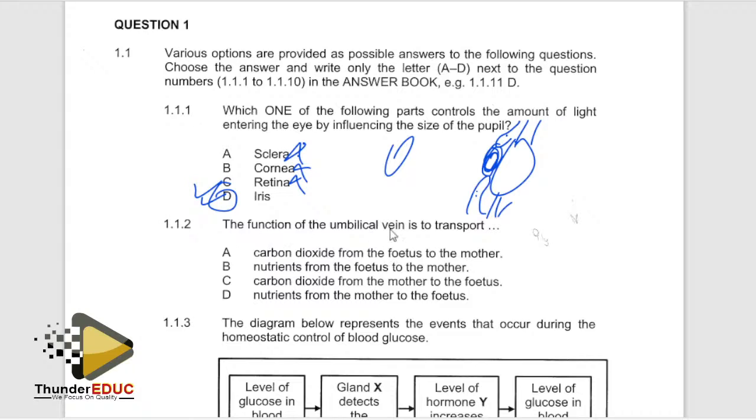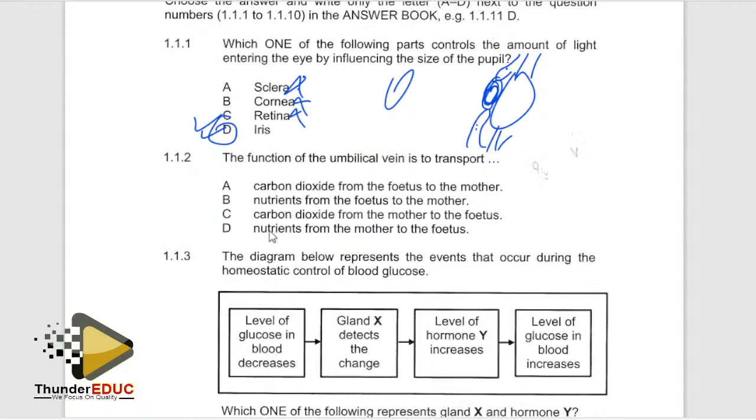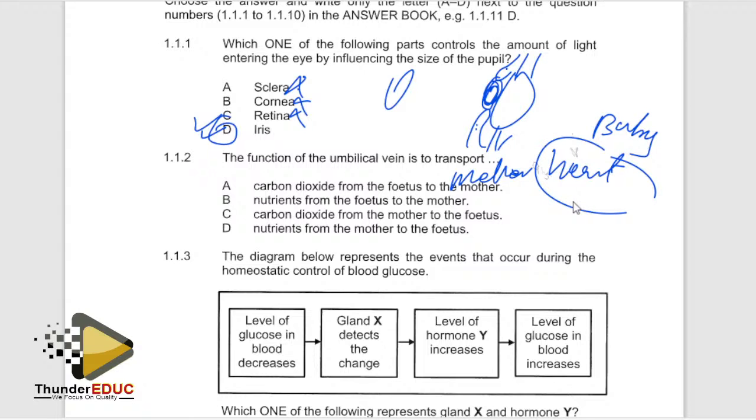The function of the umbilical vein is to transport, they say. Remember, we said that this is the heart, this is the baby, and then this is the mother. The blood vessel which takes blood to the heart, we call it a vein, né? And the blood vessel which takes blood away from the heart, we call it an artery. So automatically, if it's coming from the mother to the baby, then it becomes a vein. But because it is umbilical, it becomes the umbilical vein.